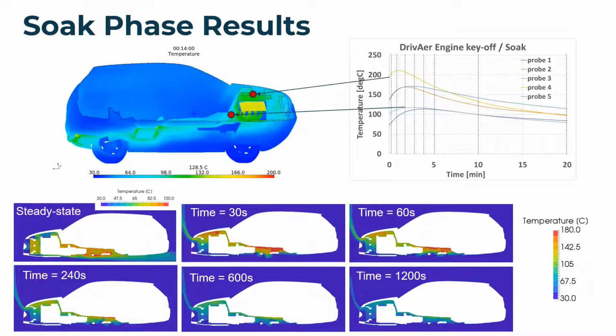So this depends on the one hand on the heat transfer, that's radiation, conduction, convection, but also the thermal mass of the different parts. And what you then see in the animation is that above the engine, you see the temperatures rising and then slowly decreasing again.